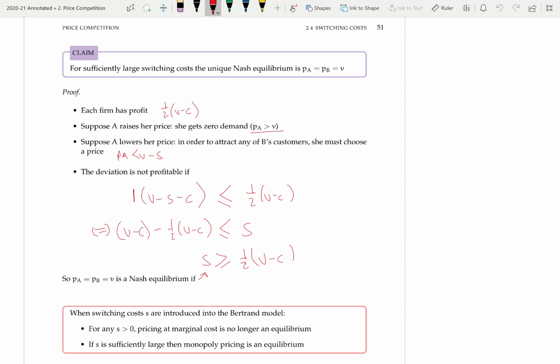To summarize, when switching costs are introduced into the Bertrand model, for any positive switching cost, it is no longer an equilibrium to price at marginal cost, because a firm can raise their price above the other firm and not lose demand. In fact, we showed that any prices below the monopoly level are not a Nash equilibrium. And we've just shown also that as long as S is sufficiently large, monopoly pricing is an equilibrium. So switching costs give firms some monopoly power.